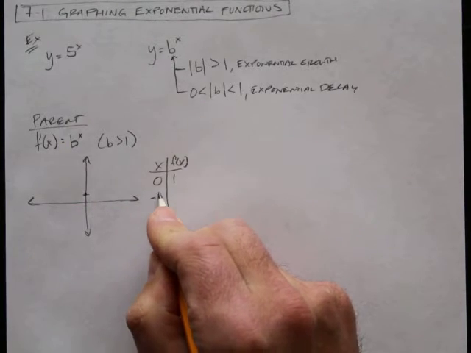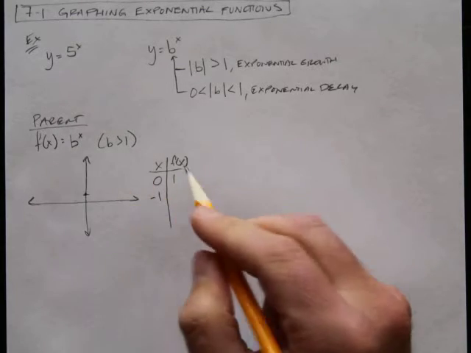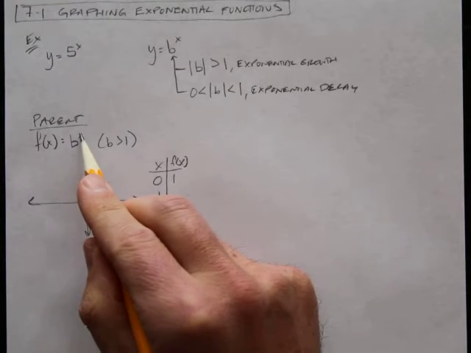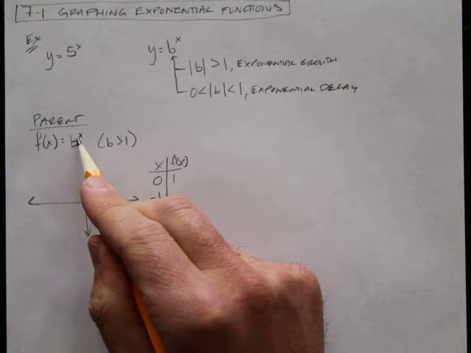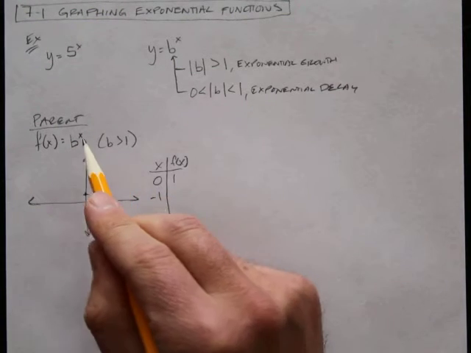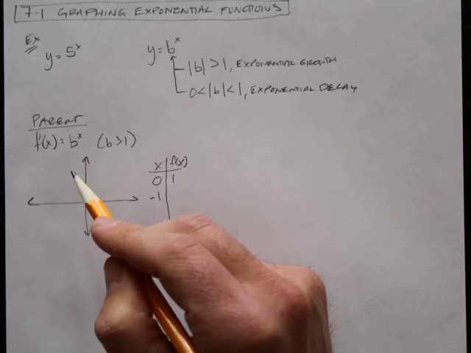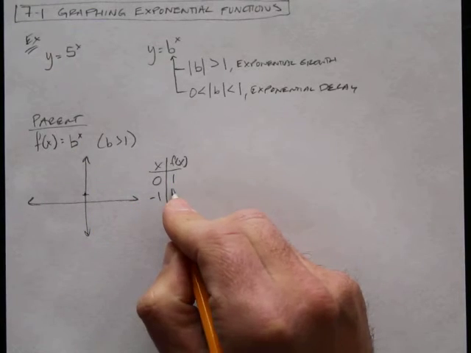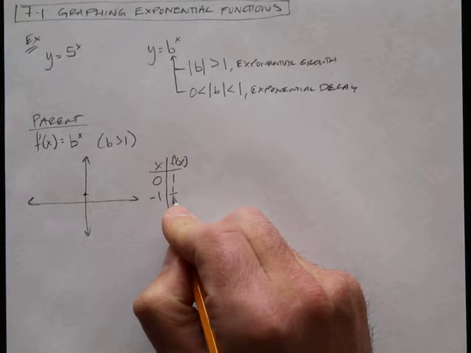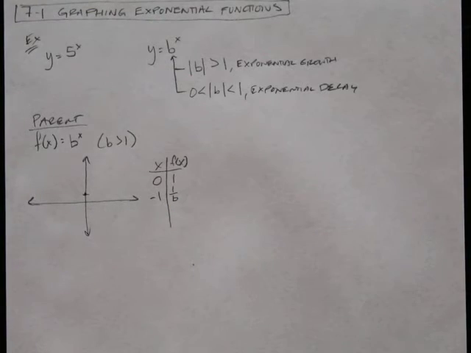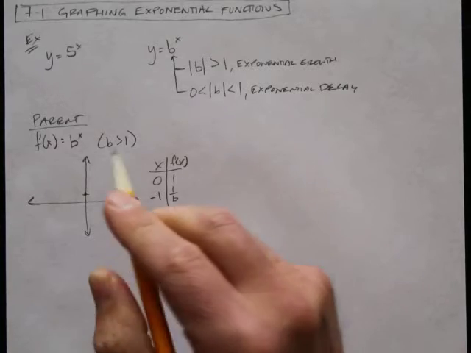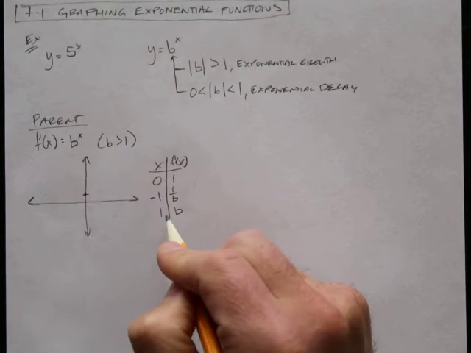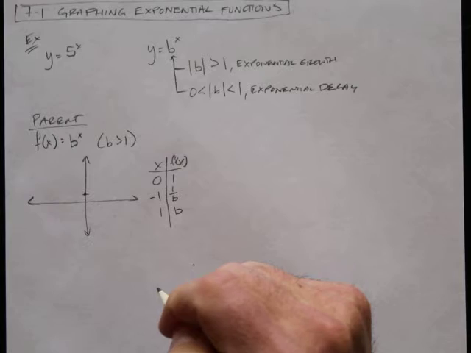And if I plug in -1, now remember, if I have a negative exponent, that doesn't mean anything that's negative here. What that does is it says, I want this number to go underneath the fraction bar. So this goes 1 over b. And then if I plug in 1, I get b. b to the power of 1 is b.